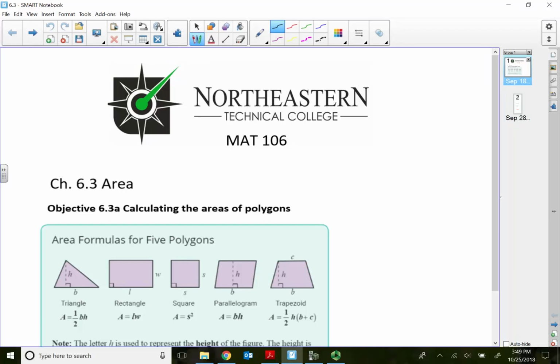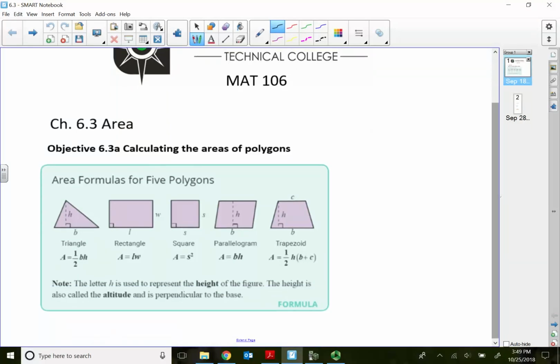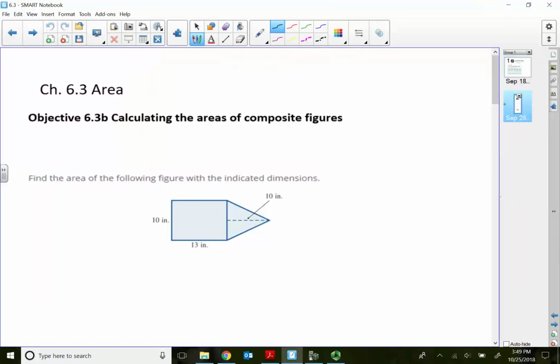Module 6.3, talk about areas of polygons. So in this lecture video, I'm going to show y'all these basic 5 polygons that we normally encounter and show you how to find the area for them. And then we're going to take a look at our composite figures for areas.